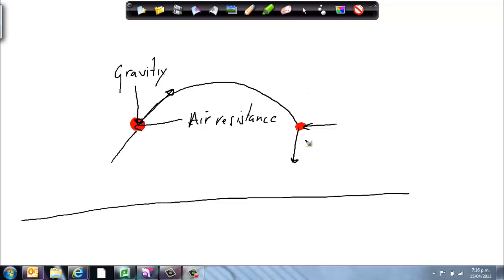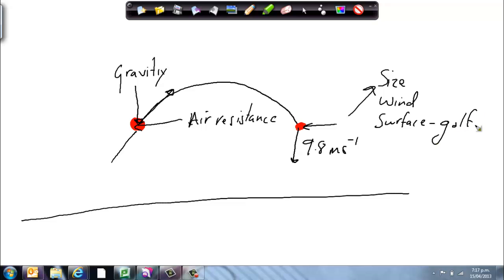Now gravity is a constant at 9.8 meters per second squared, and air resistance is dependent on the size of the object, the wind, and surface. So the size of the object: the larger it is, the larger amount of drag that it can create. The prevailing wind, whether it's a headwind or a tailwind, or the surface of the ball. A good example for the surface is a golf ball.